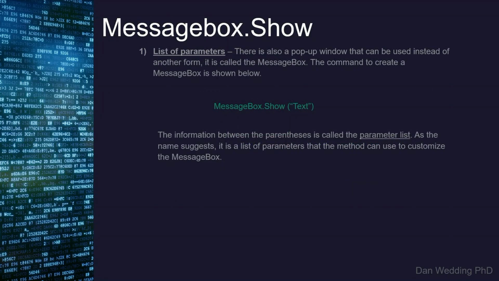There is also a pop-up window that can be used instead of another form. It is called the MessageBox. The command to create a message box is shown below. The information between the parentheses is called the parameter list. As the name suggests, it's a list of parameters that the method can use to customize the message box.